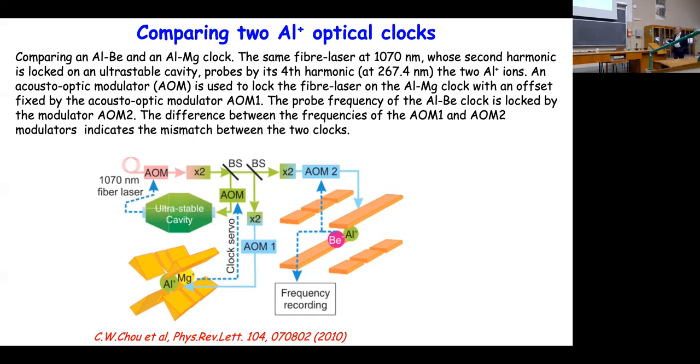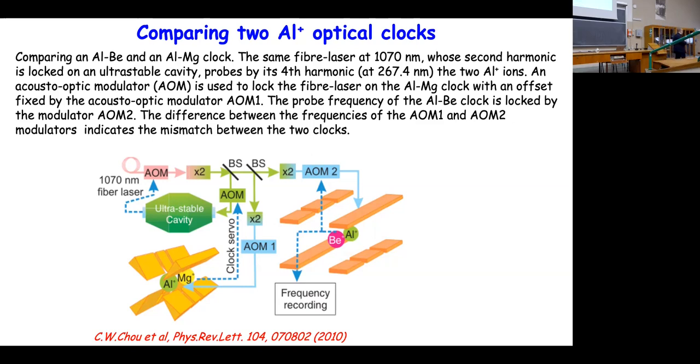You start with a very stable laser, which is stabilized on this cavity. And then you have acousto-optic modulators. And so you change the frequency to be in resonance with this clock. And you have another acousto-optic modulator, which brings you in resonance with the other clock. And when you compare the frequencies of these two acousto-optic modulators, you have the difference frequency between the two lasers.